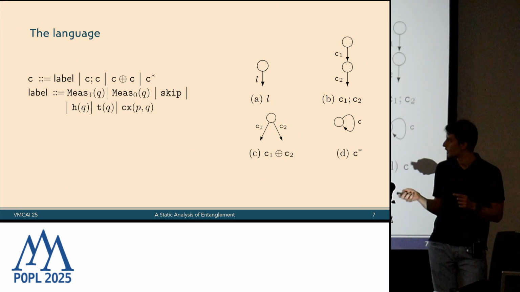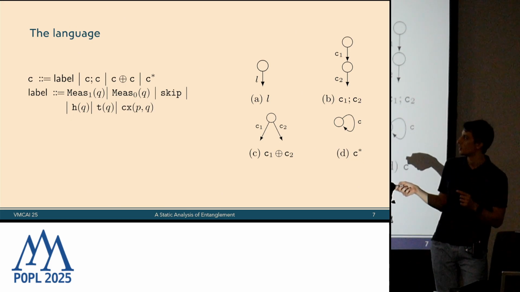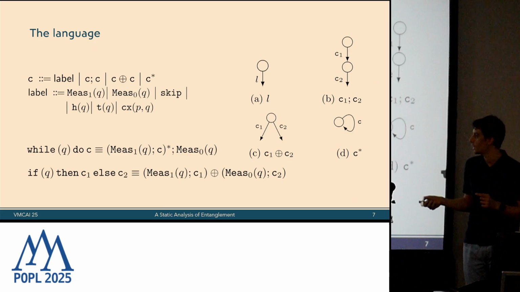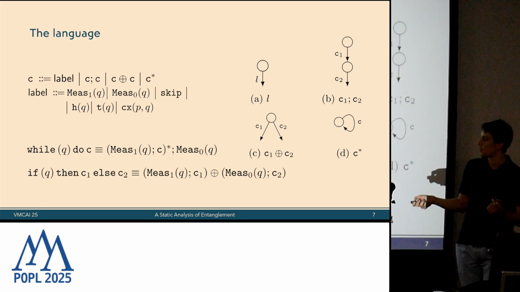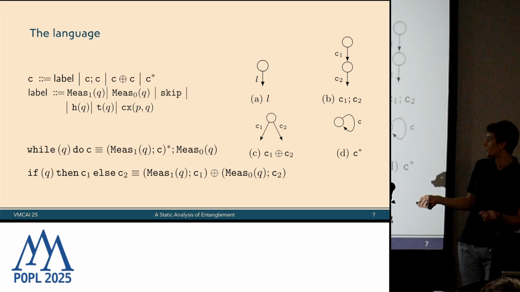In particular, we consider two special statements, measurement 1 and measurement 0, that are useful for building conditional statements. For example, with the if-then-else, we can build the usual if-then-else that exists in quantum programming languages. That is an if-then-else in which we have a quantum guard, and according to the result of the measurement of Q, we choose C1 or C2. In this case, we can write this statement using our syntax in this way. So we have a branching, and we say if the measurement of Q returns 1, do C1. If the measurement of Q returns 0, do C2.